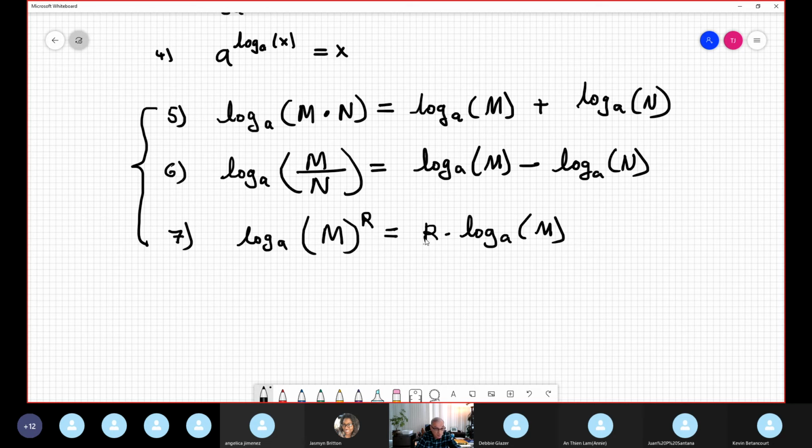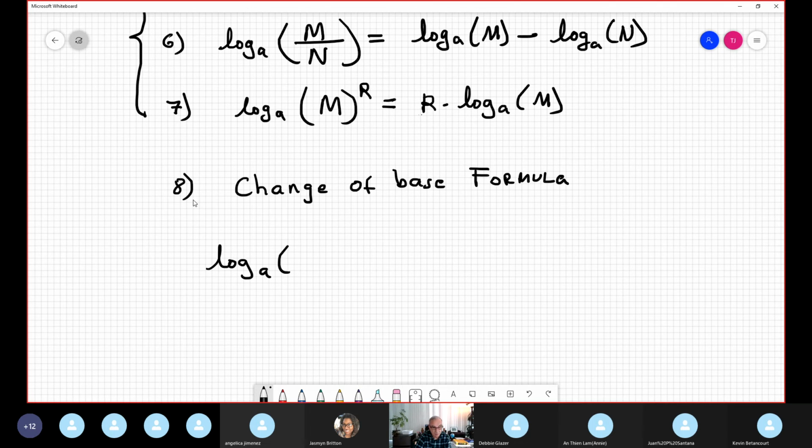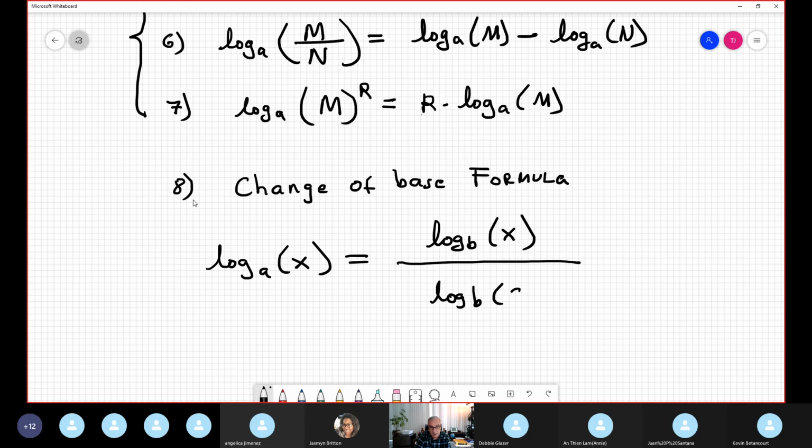Okay, now I put the last property. Well, you need that property to change the base. I want to explain again next class the property 6. It's important because this property 8 has a special name. It's the change of base formula. Change of base formula. So, logarithm base a of x is equal to one division: logarithm base b of x divided by logarithm base b of a.